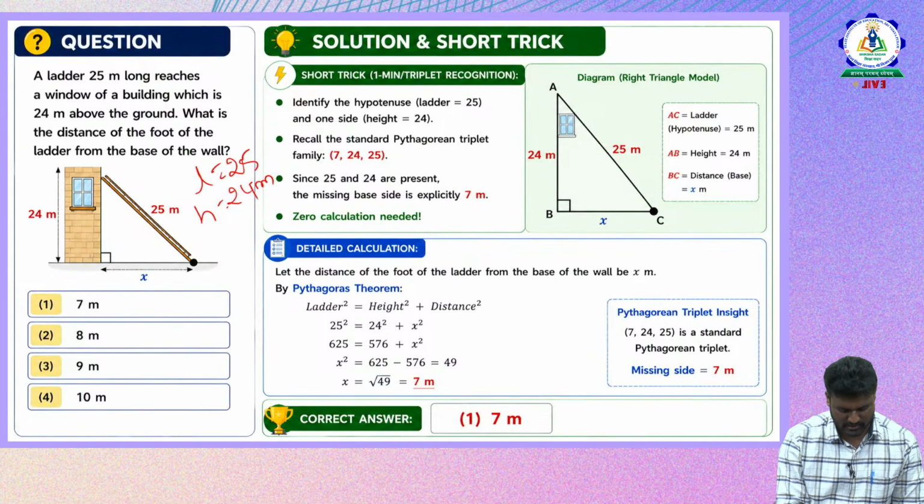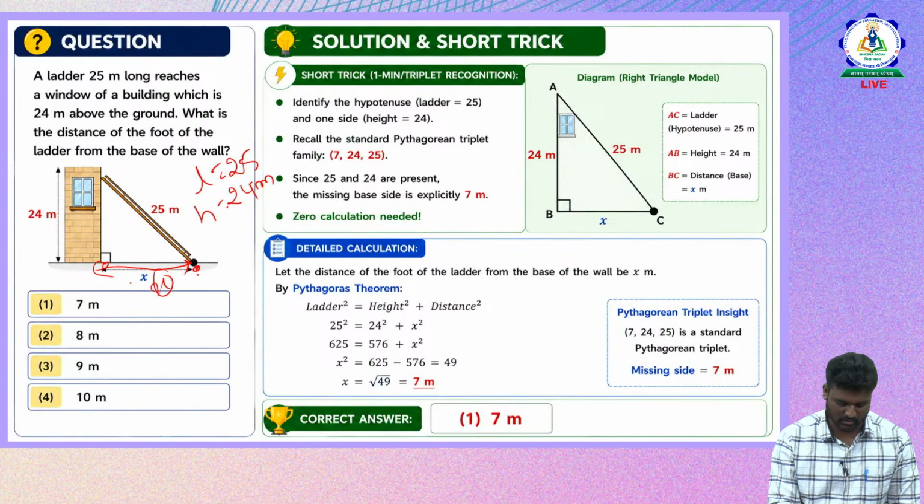So that means if you see here, the foot of the ladder, the base of the ladder, is here, and the base of the wall is here. Okay, so this distance, what is the distance which we need to identify? That is what the question is asking.